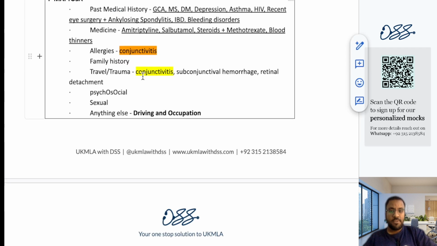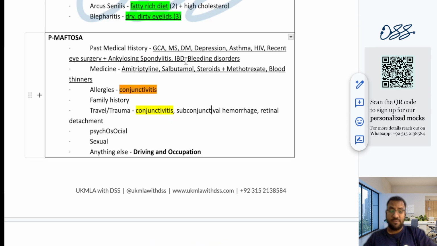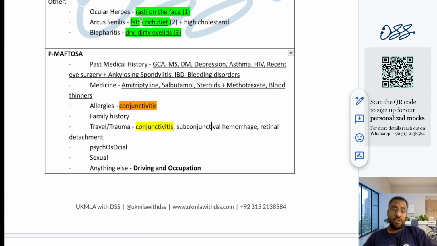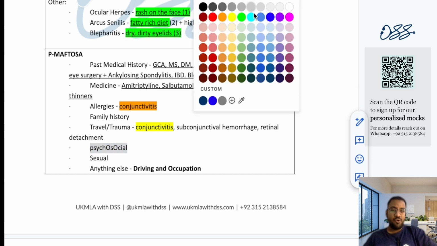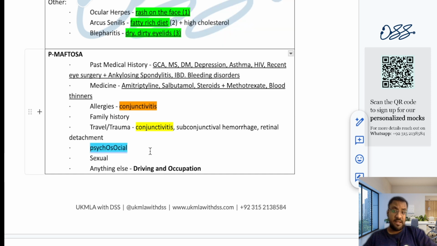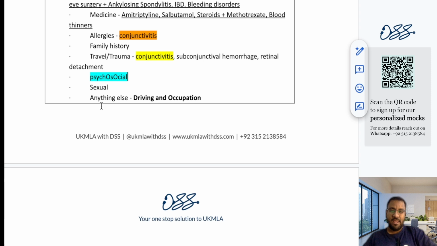Then the psychosocial aspect would be important, because somebody who is losing their vision wouldn't be able to see for a long time, or they may not be able to see for some time. So they would want some support, they would want some person to be there with them. Make sure that you ask about the psychosocial aspect.